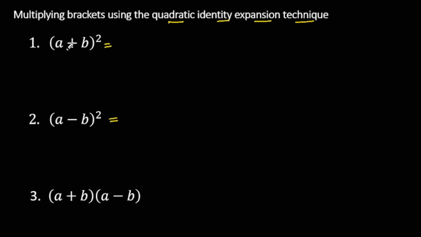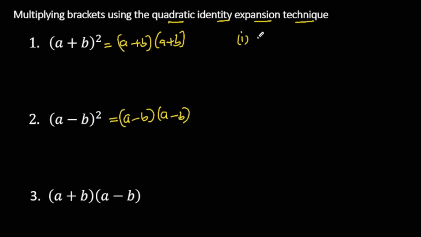In this one, when you have (a plus b) squared, it simply means you multiply this bracket by itself. So you're going to have (a plus b) multiplied by (a plus b). For the second instance, when you have (a minus b) squared, it simply means you multiply the bracket (a minus b) with itself again, (a minus b).